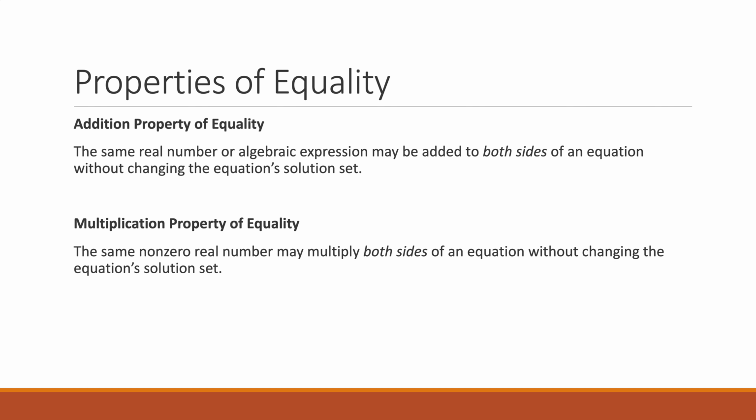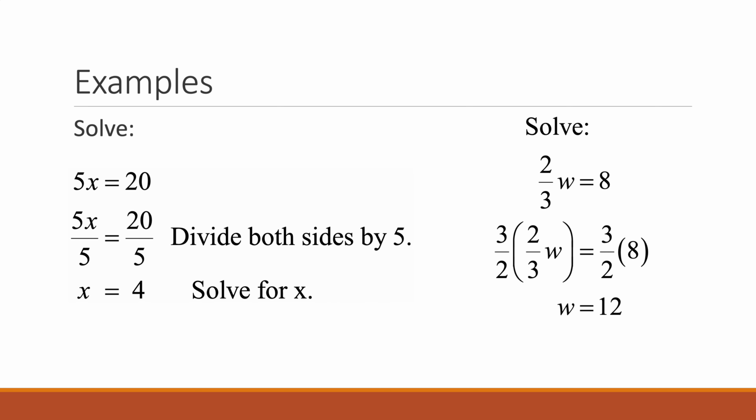Picture of equality. And the same thing is true of multiplication. All right, as long as it's not a zero, you can multiply both sides of an equation without changing the equation's solution set. So the whole key here is do the same thing to both sides, and it's going to work. That's really what we've been getting at over the last couple of days.